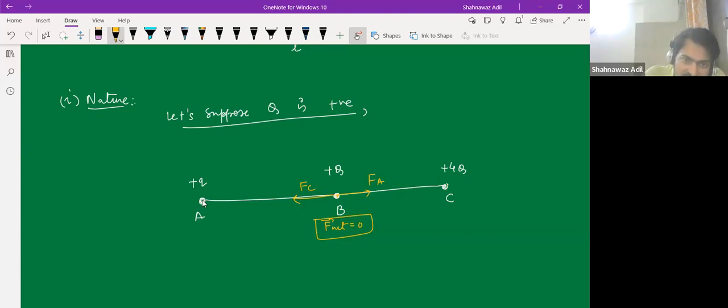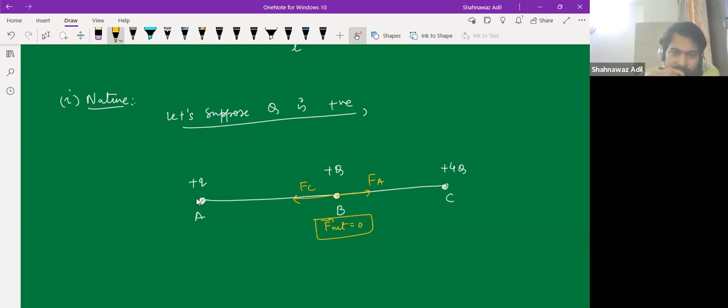So what would be the F net at A? At point A, there would be two contributions, one from B, the other from C. So what would be the direction of the force due to B, right or left? Arsalan and Mir, you tell me. What would be the direction of the force at A due to B?